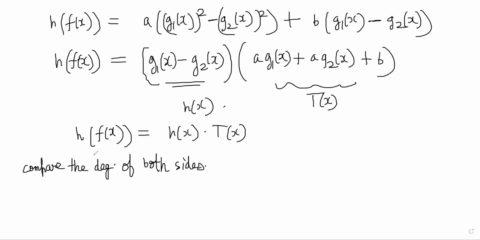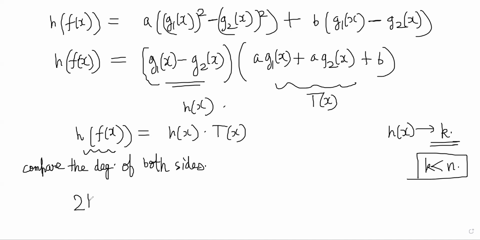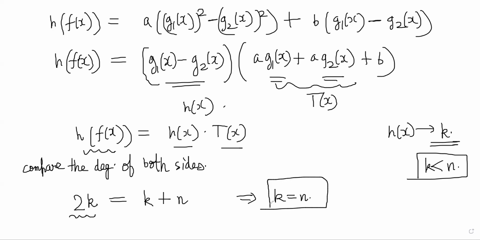So what is h(f(x))? Remember that h(x) had degree k, and k was less than n. That is what we had gotten earlier. In h(f(x)), instead of x, we are putting ax squared plus bx plus c. So this degree will become 2k, because it is degree k, and instead of x, we replace with x squared and all. So the degree on the left-hand side becomes 2k, and the degree here is simply k plus degree of t. What is the degree of t? g1(x) has degree n, g2(x) has degree n. So it is k plus n. So from here, we get k is equal to n, which is a direct contradiction.